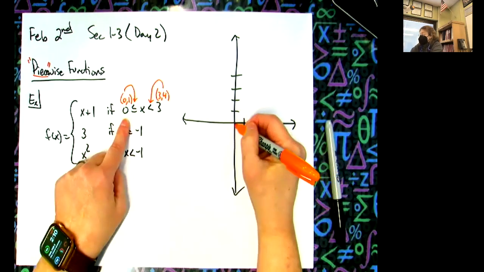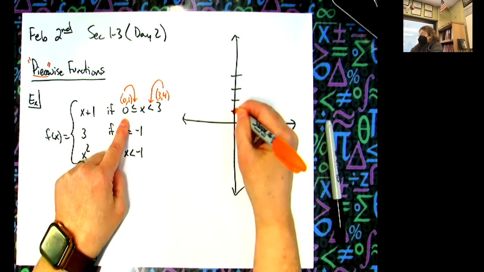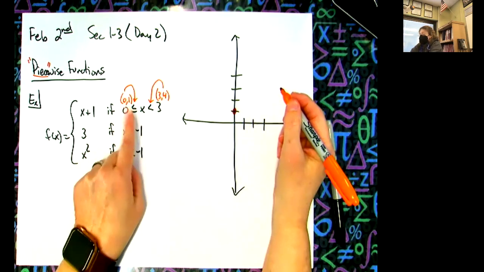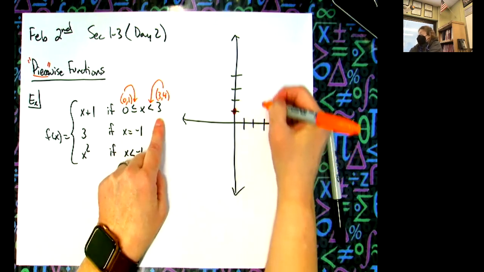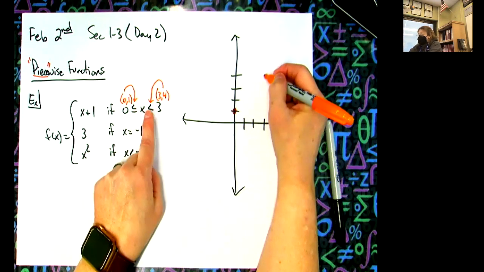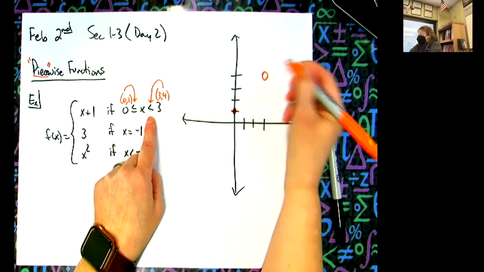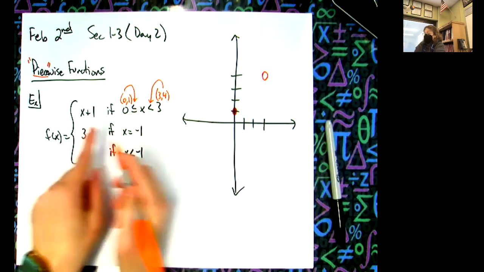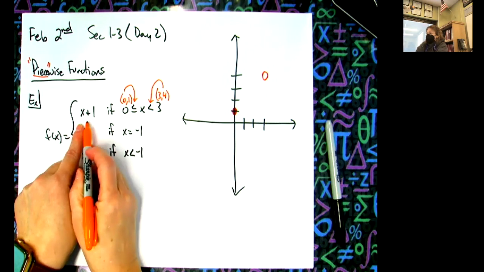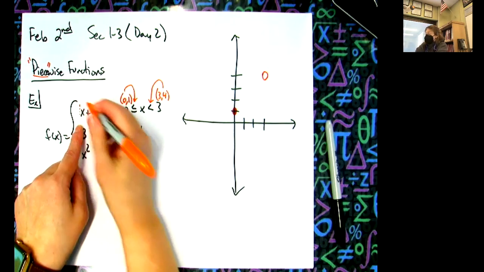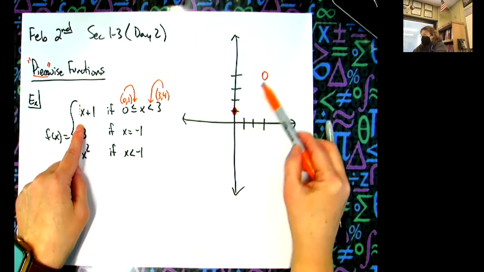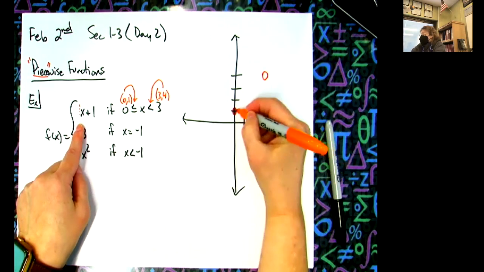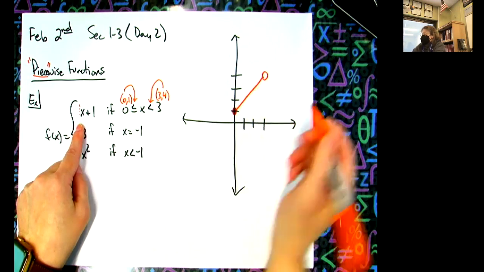So I'm going to plot 0, 1 and make it a solid dot because of the equal to part. Then I'm going to plot this point, 3, 4, and make it an open dot because of the less than sign. Now I know it's a line, right? A straight line with a positive slope of 1. If I connect them, do I have a positive slope of 1? It's going up and to the right. I do. It's a straight line, so all I have to do is connect them.